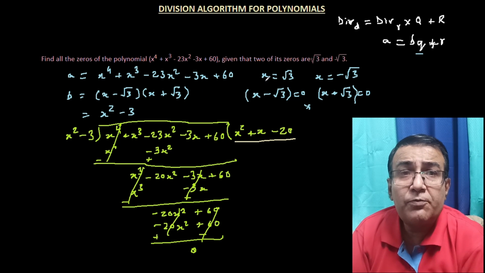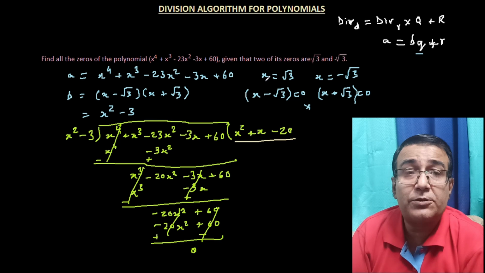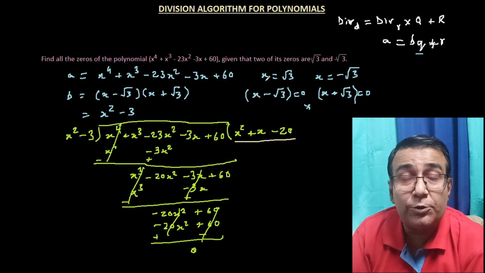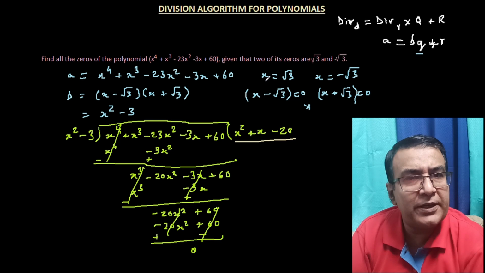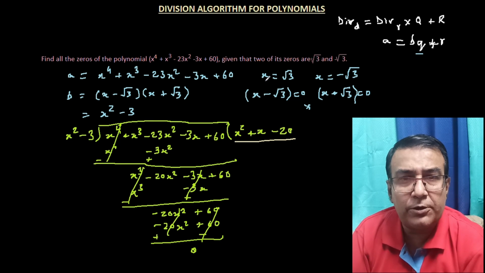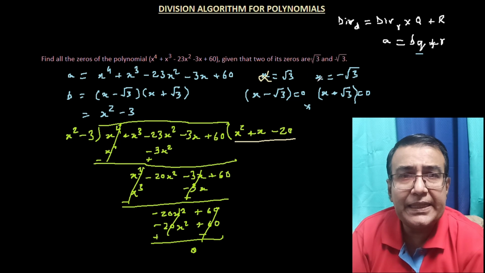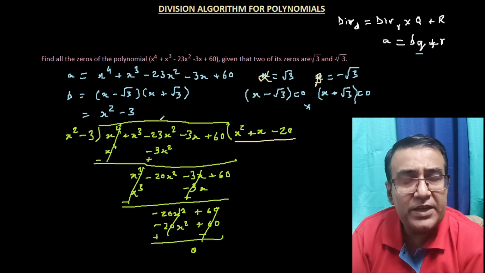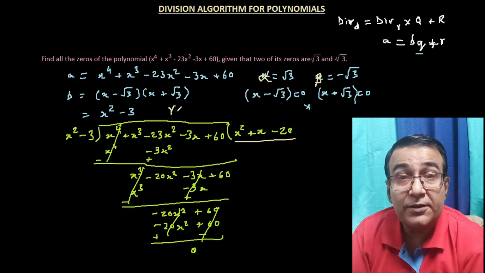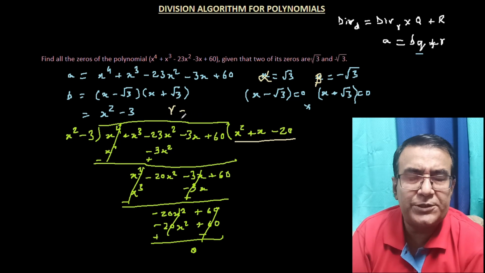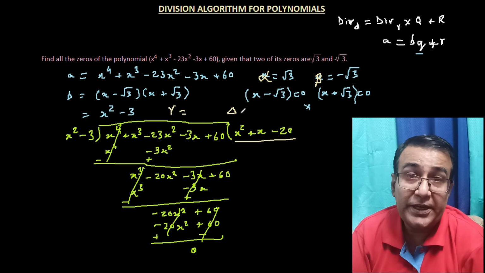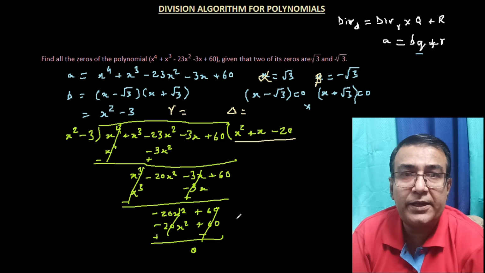Now what we need to find out is the zeros of the polynomial, all the zeros, and since it's a quartic polynomial or a biquadratic polynomial, it has to have 4 zeros. So we can say that 2 zeros are already known, so we can rename these as alpha and beta, and what we need to find out is the third zero gamma, and the fourth zero, let's say it's delta.